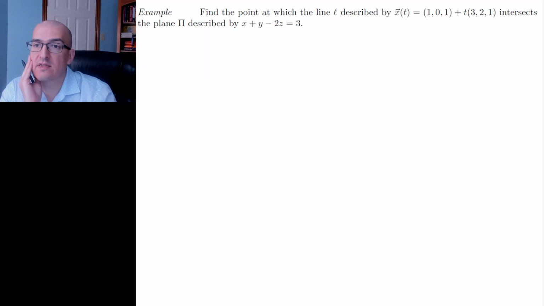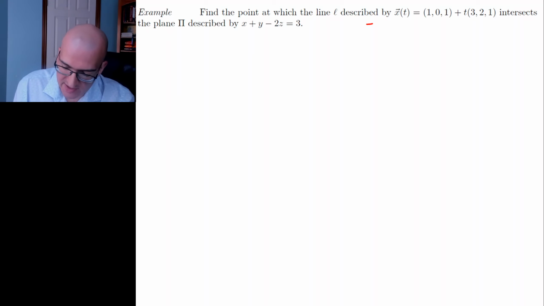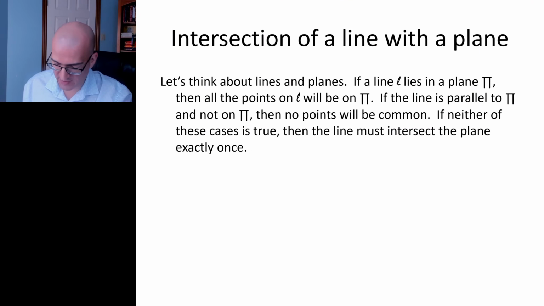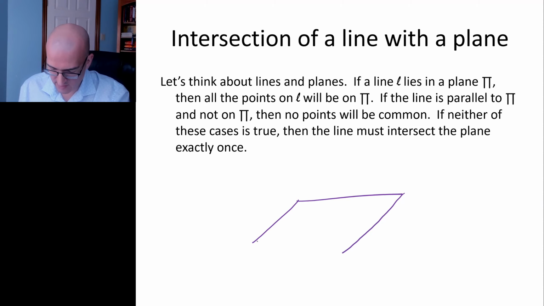I want to find the point where the line described by x of t is equal to (1, 0, 1) plus t times (3, 2, 1) intersects with the plane described in standard form x plus y minus 2z is equal to 3. What does intersect mean? You know what, I'll go back to that picture. Oh, I erased the picture. I gotta draw it again. It's so important. This is the last video with pictures in it, I think. Or the last week with pictures in it. And then there's more pictures.